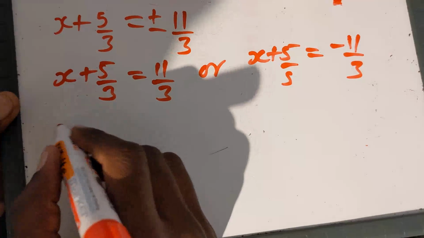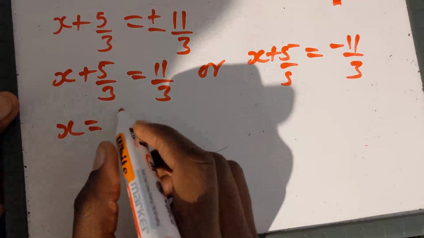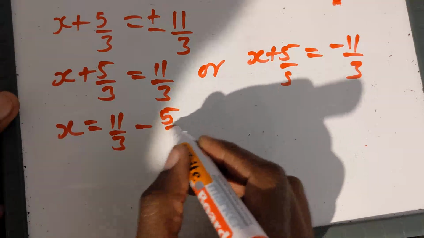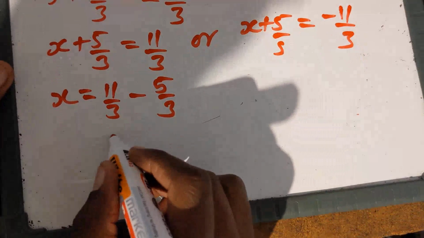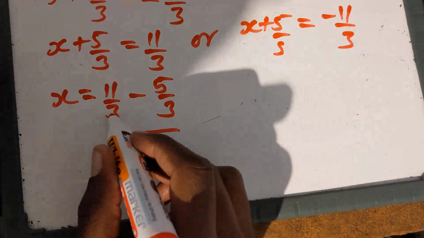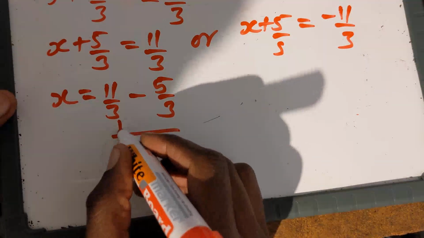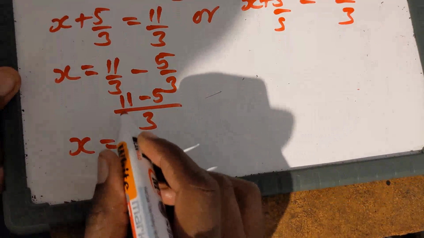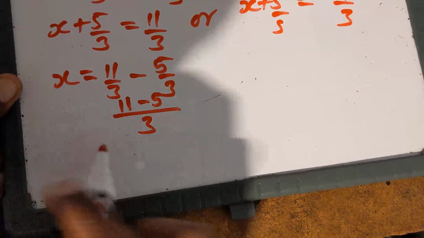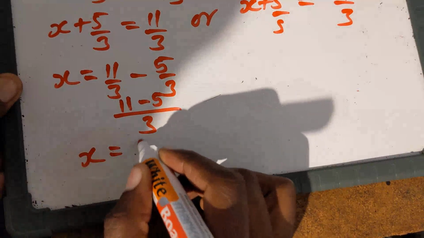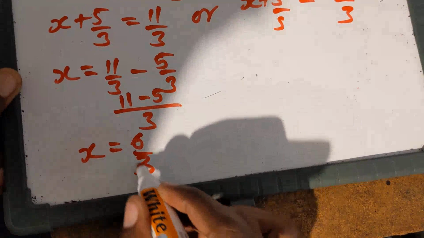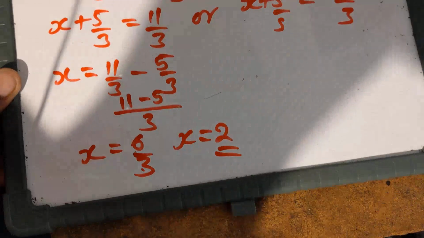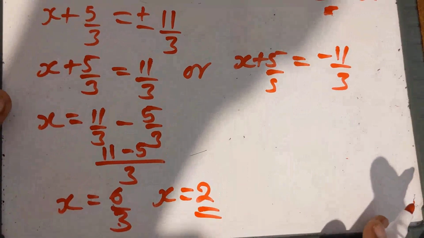Then the like terms: x is equal to 11 over 3 minus 5 over 3. From here, you know the denominator is 3, then you find 11 minus 5, so x is 6 over 3. 6 over 3 is just 2, meaning that x is equal to 2. That is your first value.